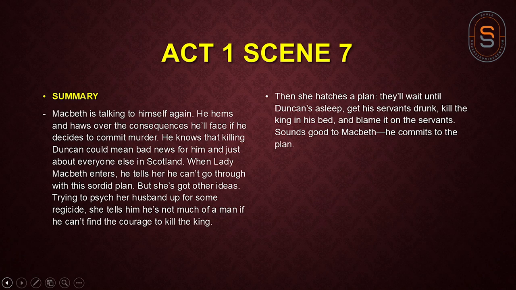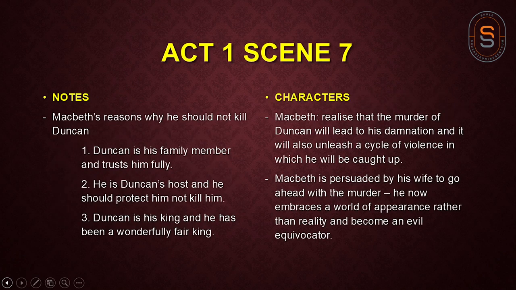Trying to psych her husband up for some regicide, she tells him he's not much of a man if he can't find the courage to kill the king. Then she hatches a plan. They will wait until Duncan is asleep, get his servants drunk, kill the king in his bed, and blame it on the servants. Sounds good to Macbeth, and he commits to the plan.